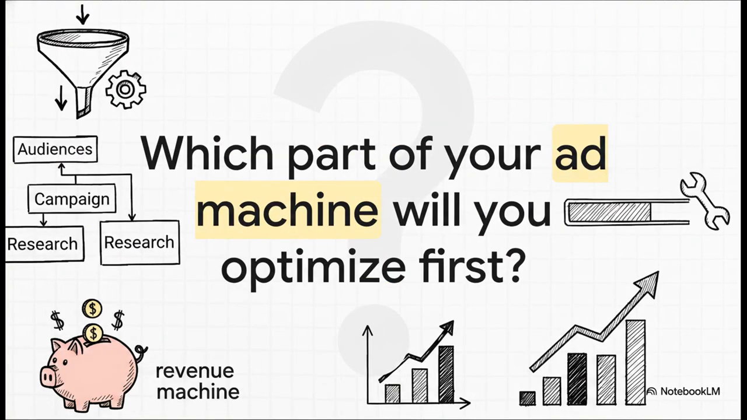All right, so we've covered the foundation, the AI research, the campaign setup, the audiences, the funnel psychology, and the core metrics. You literally now possess the blueprint for a highly profitable revenue machine. So I'm going to leave you with this question. Look at your campaigns right now. Which part of your ad machine are you going to optimize first? Get in there, apply this playbook, and I will see you in our next explainer.